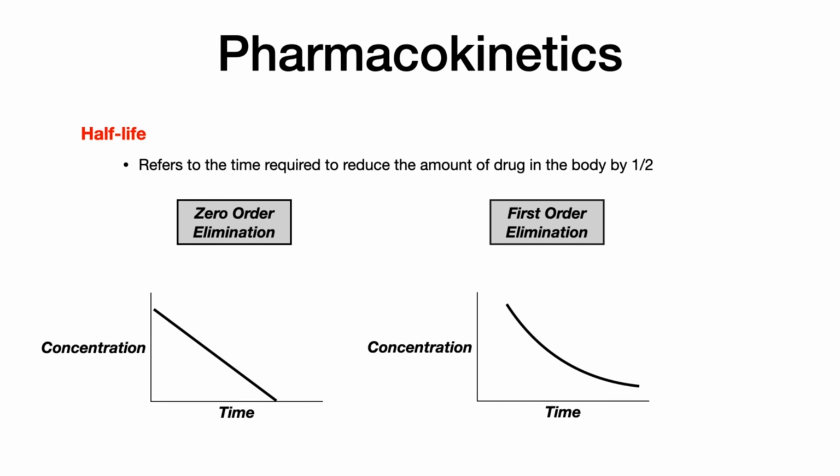Now for zero order, it's just a straight line slanting downward, but for first order elimination, because we're really using half-lives here, you can see that the decrease is somewhat exponential as you go down. And something that's very important to understand clinically and just generally is that the initial drop in concentration in first order elimination is due to distribution. It's not due to clearance.